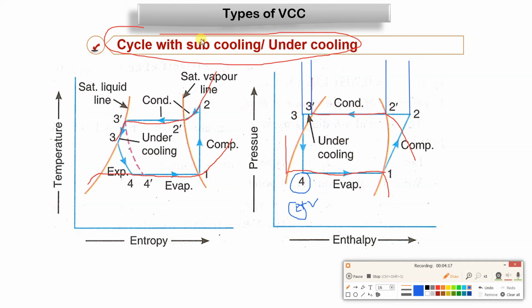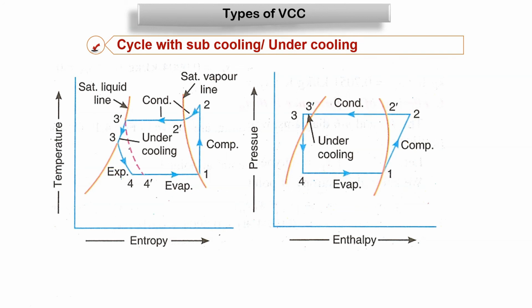Now I want some answers from you. We have seen the aircraft air cooling system or air cooling system, the Bell-Coleman cycle, and this is the vapor compression cycle, where whatever refrigerant is there, it is not air. So I'll explain the differences. If you compare an air cycle like the Bell-Coleman cycle with the vapor compression cycle, what are the differences?